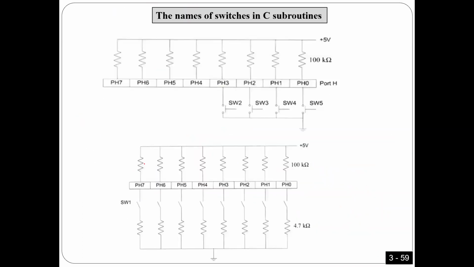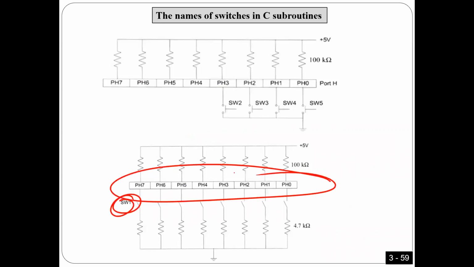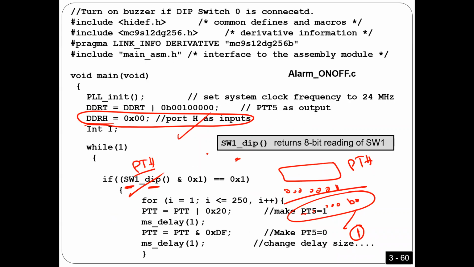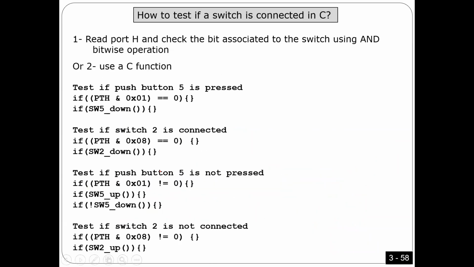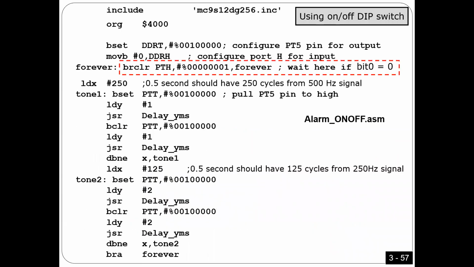This is the whole set of switches here. We call it Switch1. So Switch1 is the whole eight switches. Anyway, this is a function you can use, Switch1_DIP. This one should return PTH. If you want to just write PTH, I'm totally fine. No problem. Any questions?